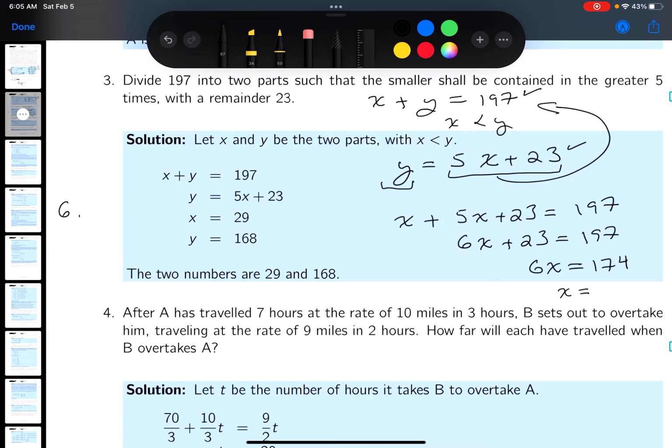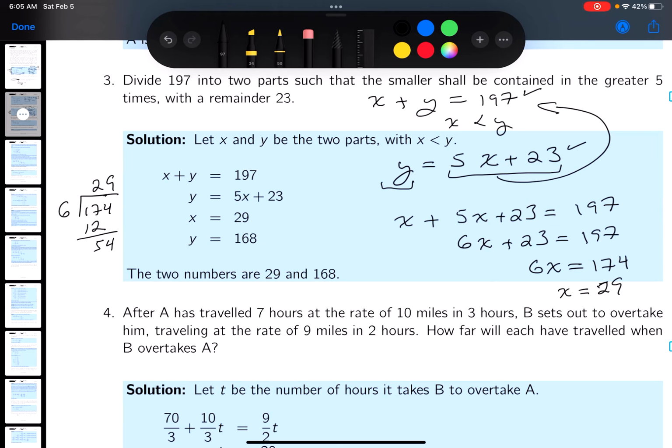Let me write this on the side for you. Now, sometimes I use a calculator, or I do this in my head. Doesn't matter, however you do it. What do you get over here? 2 times 6 is 12, and then you get 54. And that would be 9. 9 times 6 is 54, right? So x is 29.